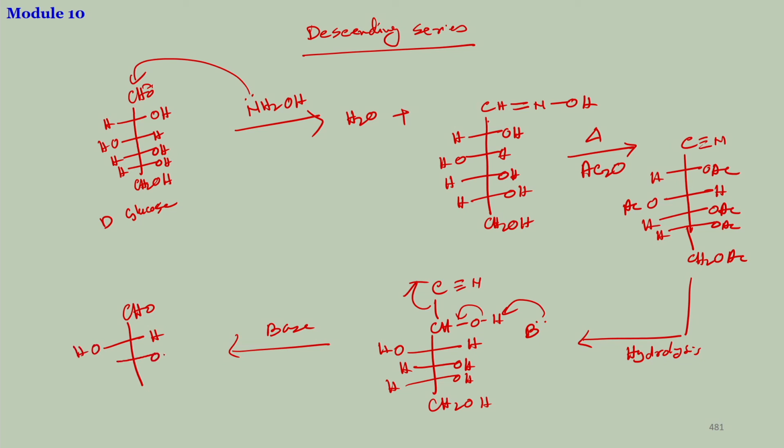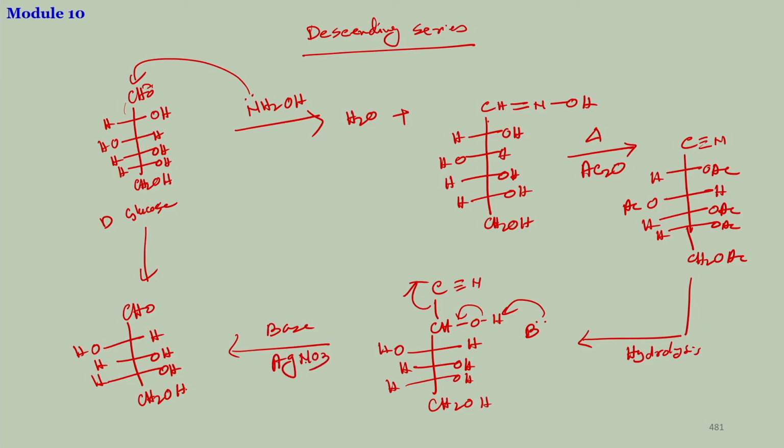CH2OH. So you have descended one carbon here. Now you should not use a very strong base obviously, because this is kind of an anomeric one, so it is very labile.